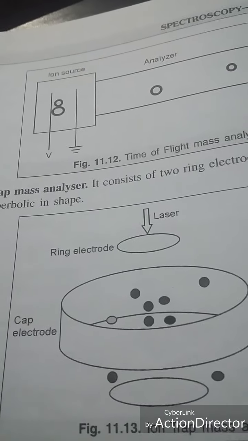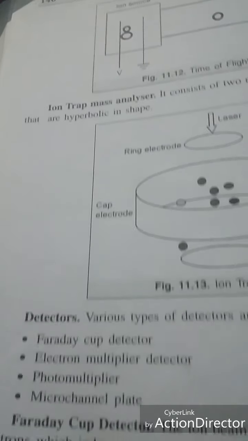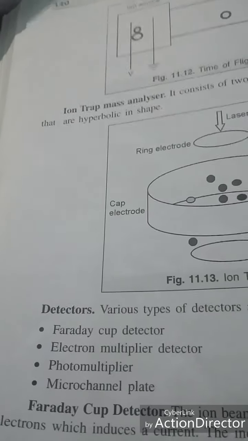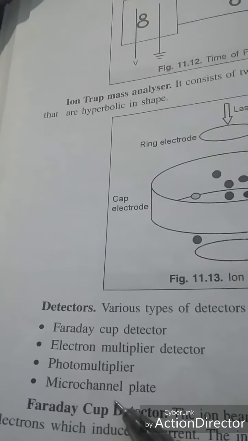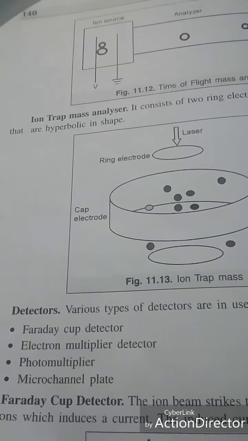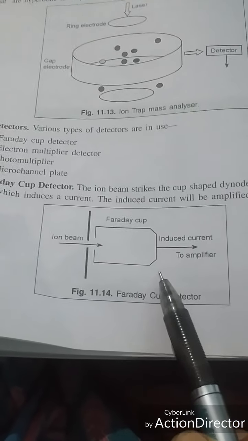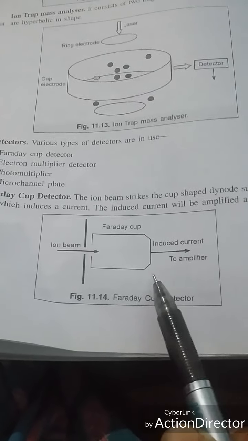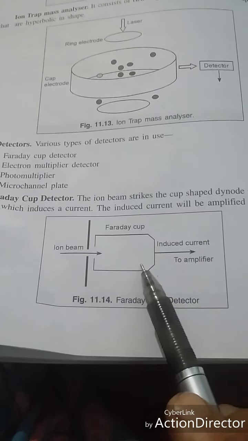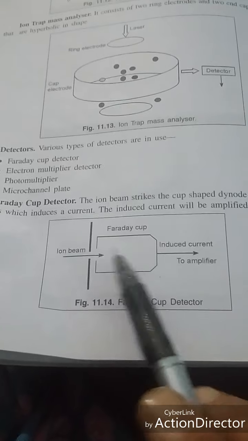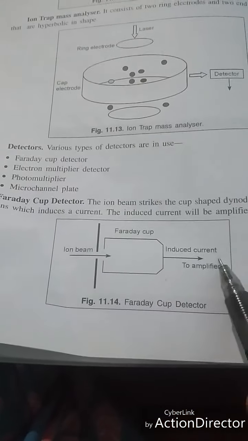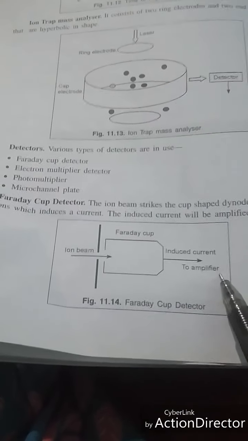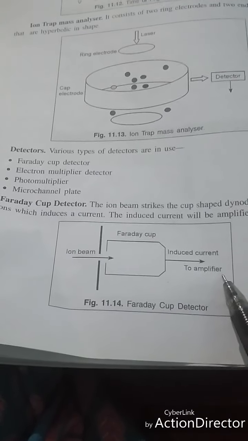Various types of detectors are in use, like the Faraday cup detector, the electron multiplier detector, the photomultiplier detector, and the microchannel detector. In the Faraday cup detector, you can see the diagram. The ion beams strike the cup shaped dynode surface. It will emit electrons that will induce a current. This induced current will be further amplified by the amplifier and recorder.